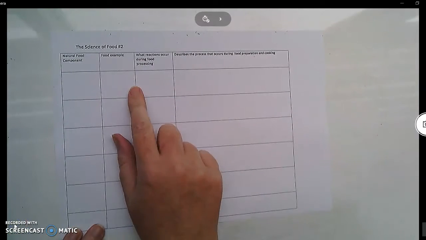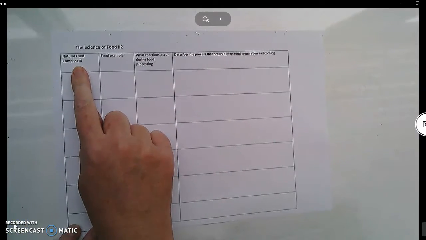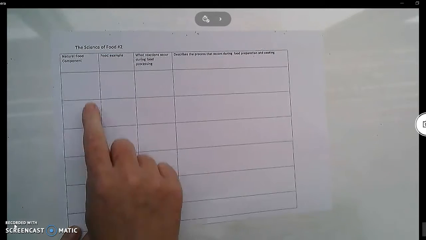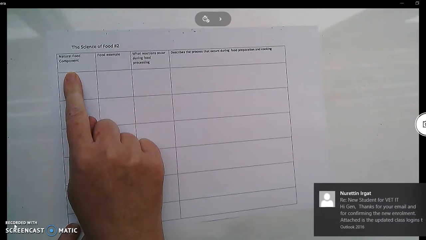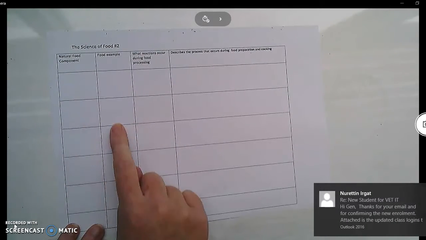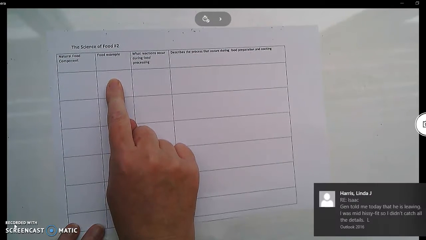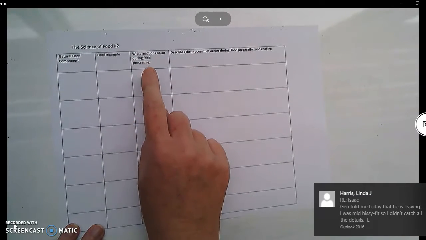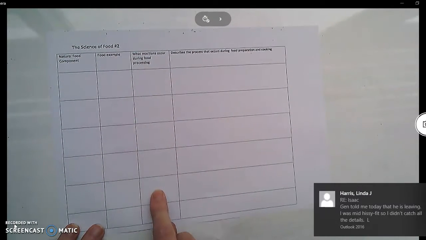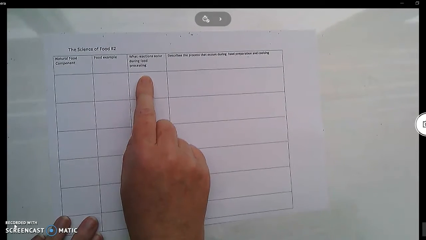So coming back to this sheet, we now know that the natural food component is the active ingredient, the active component within the ingredients that actually chemically and physically change that product. Then we've got the example of the ingredient here. And then in this third column is what is the reaction that is happening.